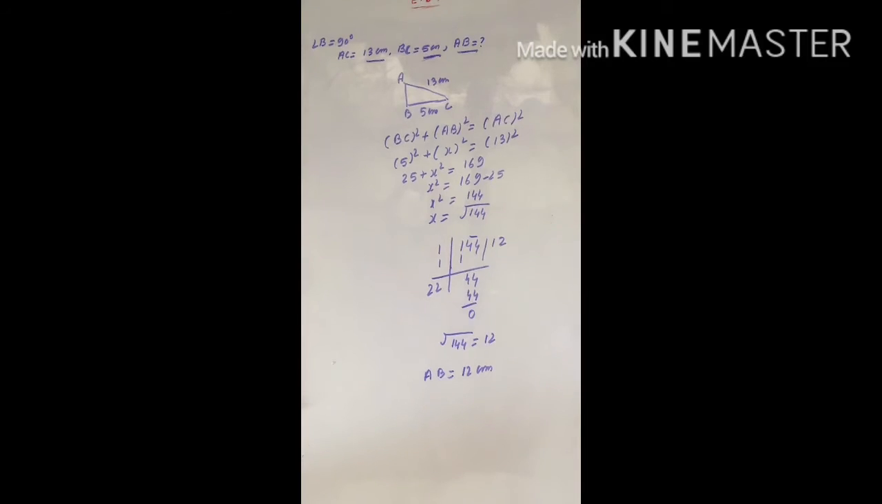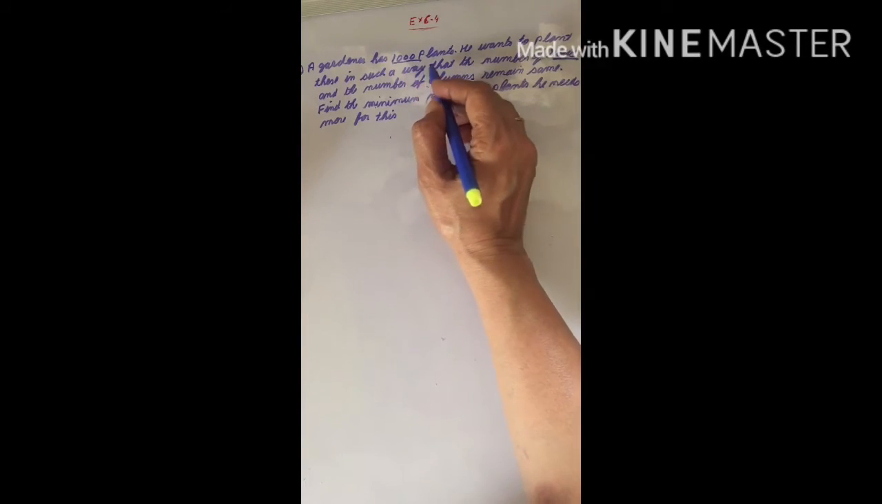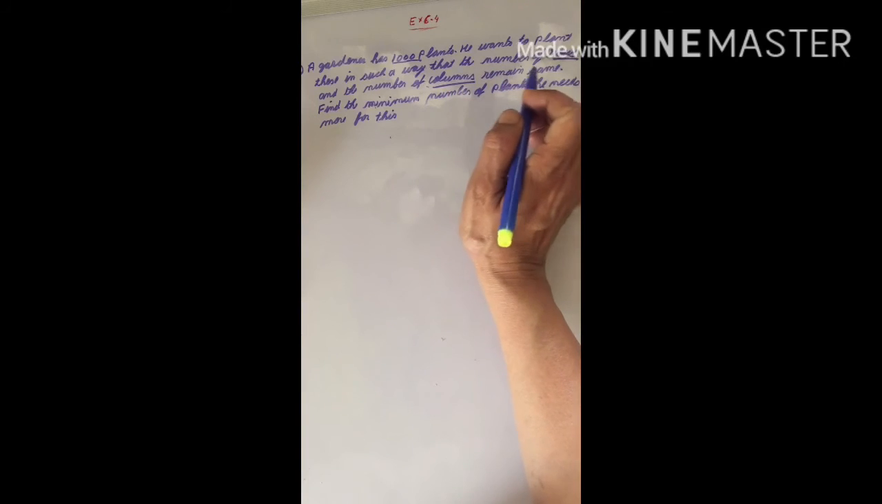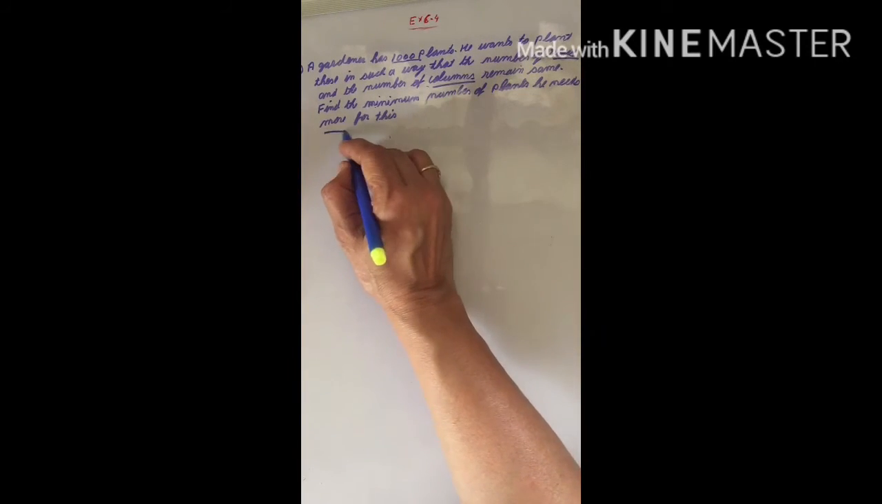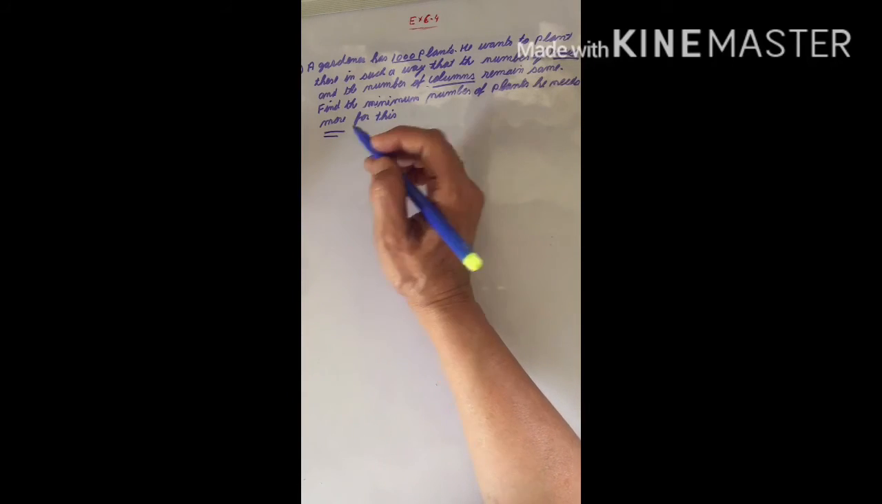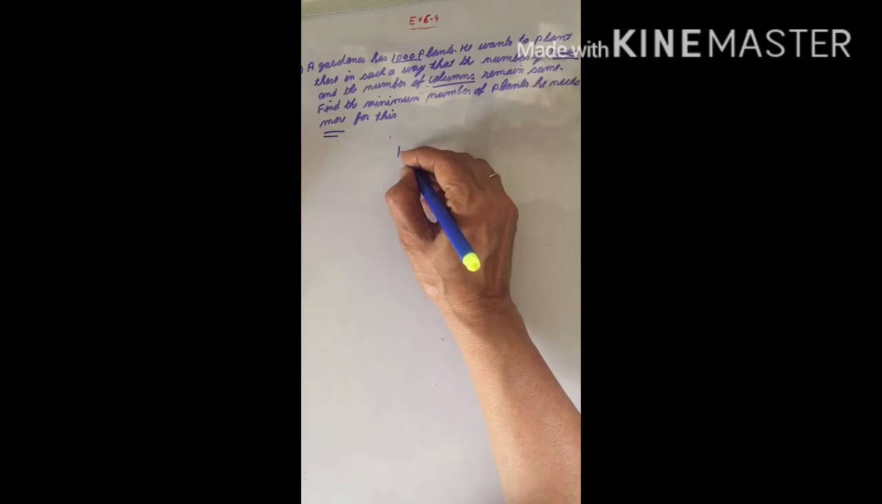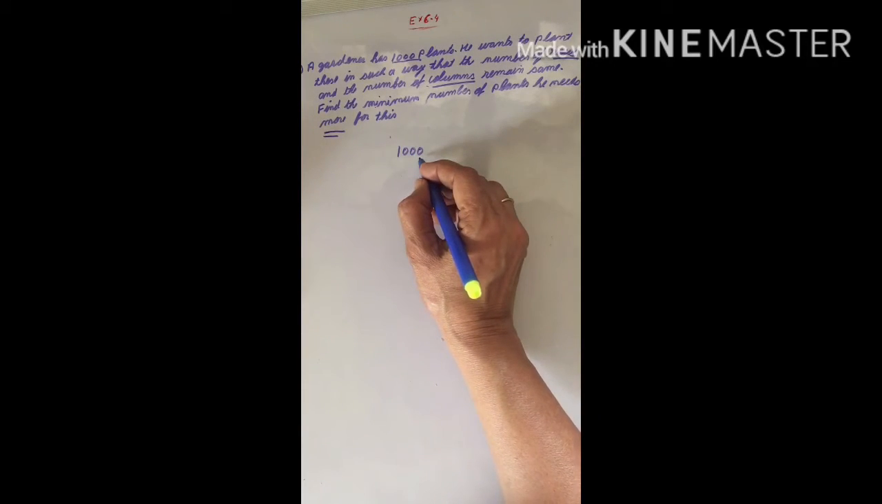Is it clear? Children, question number 8 is, a gardener has 1000 plants. He wants to plant these in such a way that the number of rows and the number of columns remain the same. Now find the minimum number of plants he needs more, meaning what should be added. Now here it is 1000. All of you know that a number ending with an odd number of zeros is not a perfect square. It means it is not a perfect square.